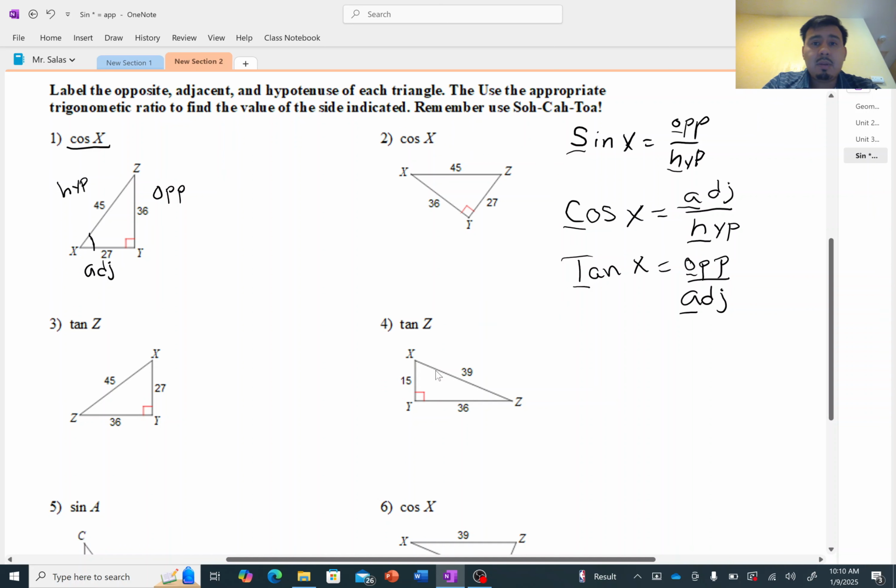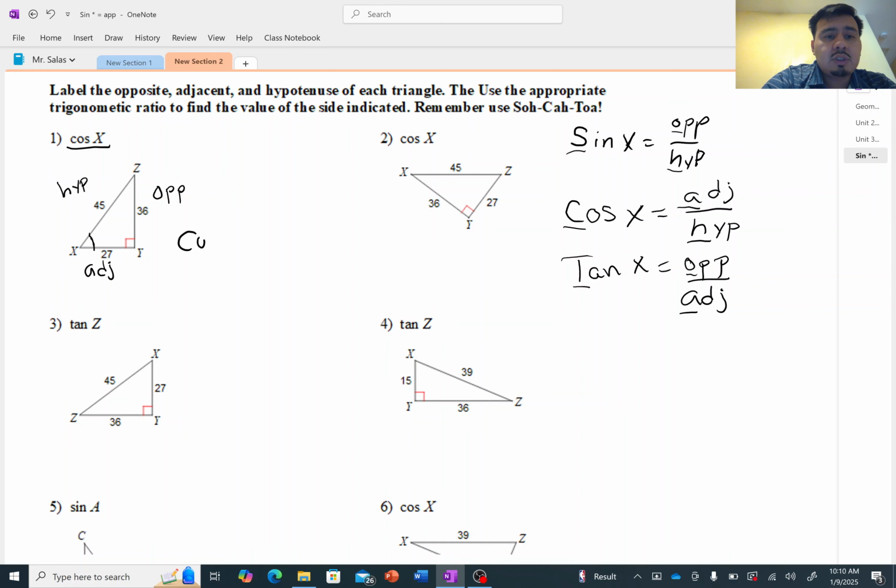So for this problem, they tell me to find the cosine of x. So if I go to cosine of x, I need to find the adjacent and the hypotenuse. The adjacent and the hypotenuse are 27 and 45. So the way that I'm going to write out my answer is cosine of x is equal to the adjacent over the hypotenuse, which is 27 over 45. And that is my final answer, okay?